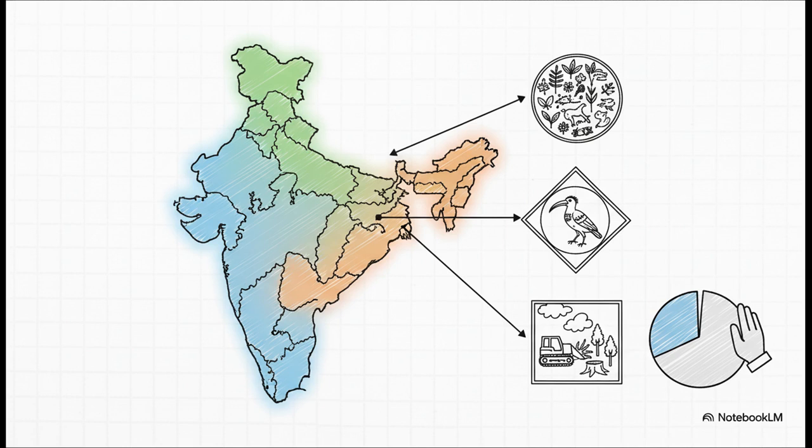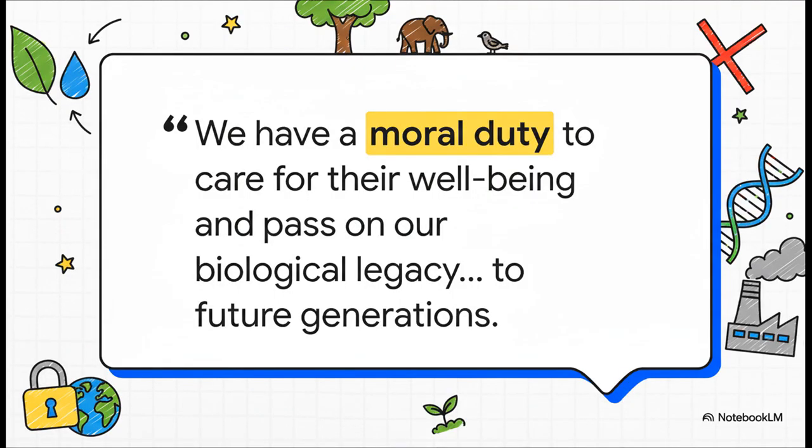That's huge. So, at the end of the day, why does all of this matter? It's not just about what we get from nature, the oxygen, the food. There's a deeper reason. Your textbook puts it so beautifully. We have a moral duty, a responsibility to take care of all these living things, and to pass on this rich legacy to the generations that come after us.